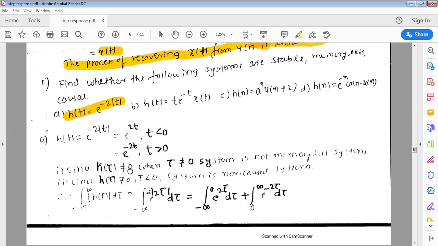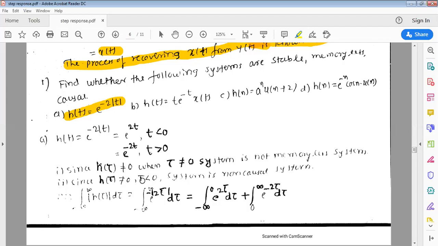So h of tau is not 0 when tau is not equal to 0. For example, when you give tau equal to 1, it will become e power 2 tau. When you give minus 1, it becomes e power minus 2 tau. So h of tau exists when tau is not equal to 0. Therefore the system has memory. The system has memory, so it remembers the past.